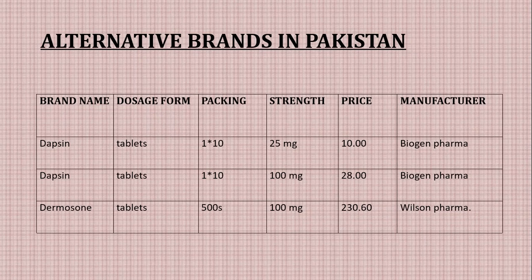So usually the brands which are used in Pakistan are these two, in the strength of 25 milligram and 100 milligram. And transdermal Dapsone is not used in Pakistan. However, overseas it can be used.